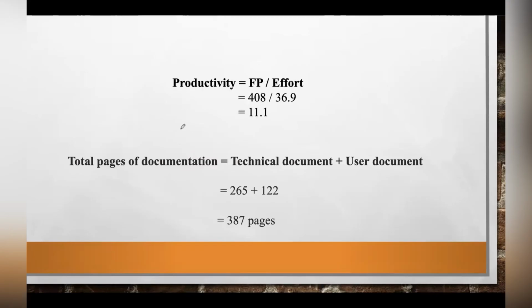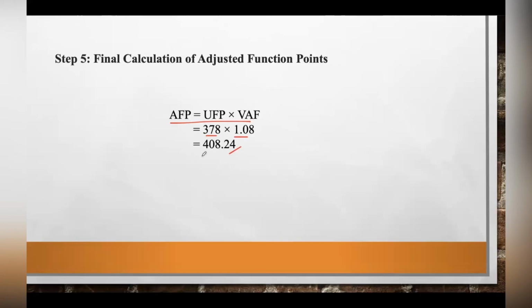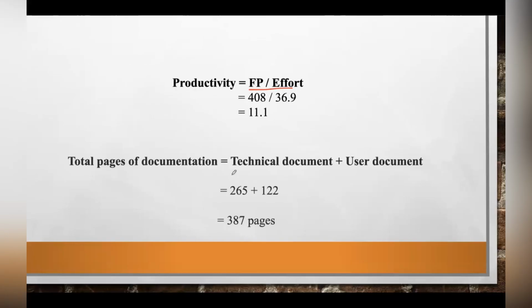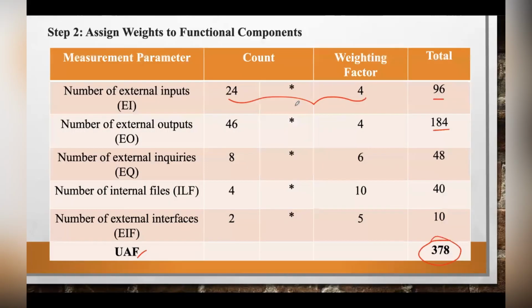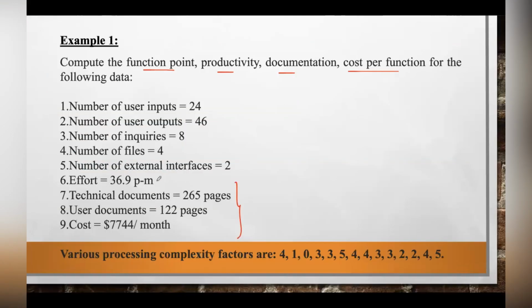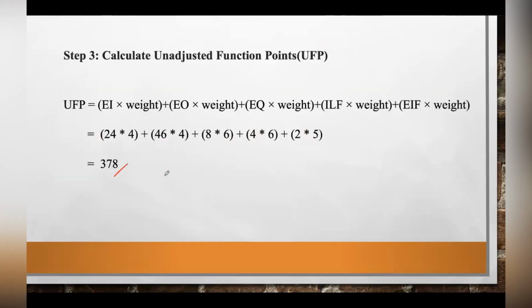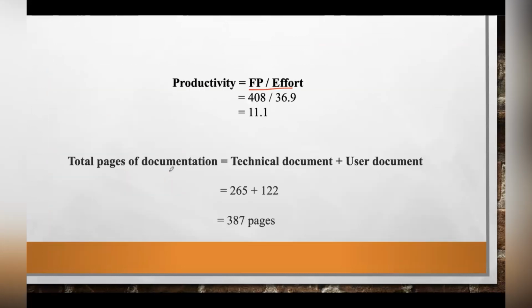Our next task is to calculate productivity, which is done by using the formula function point by effort. So what is the function point we got here? 408. So 408 by effort, which is given in the question, is 36.9. So take that. So from this, we got this value as 11.1.